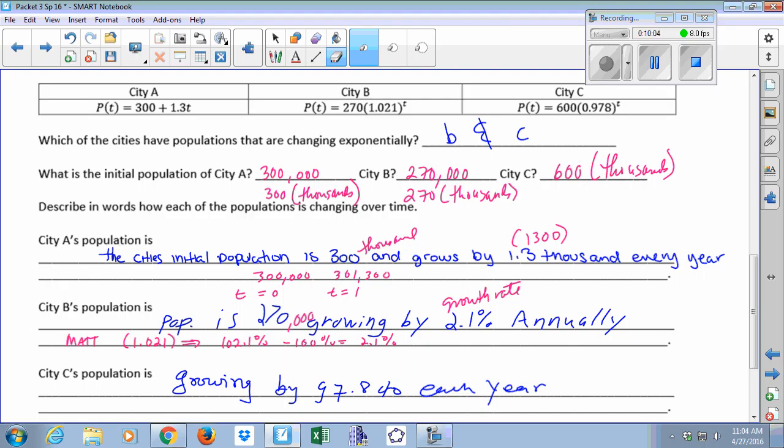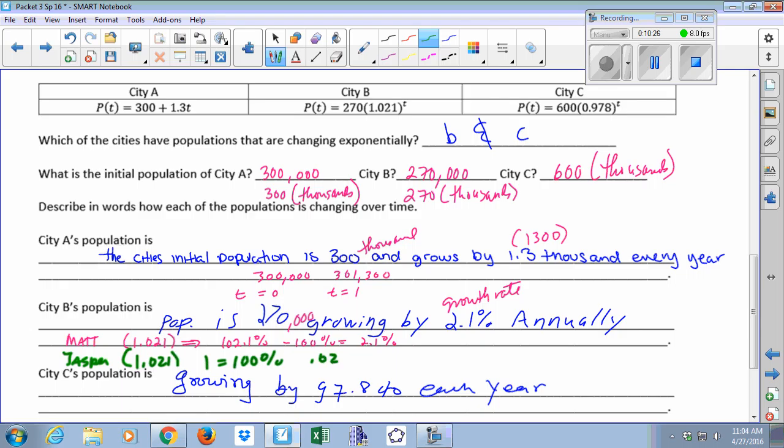How else could we get it? That's one way that works fine. Jasper, how did you actually do it? Well, I know that the 1 equals 100%. So I knew that everything past the decimal. Okay. So Jasper says, I know that 1 represents 100%. So what's beyond that 1, the 0.021 represents the growth rate. And so he changed that to a decimal. And did anybody, when they did this, actually use the little formula I gave you that does sort of both of these?